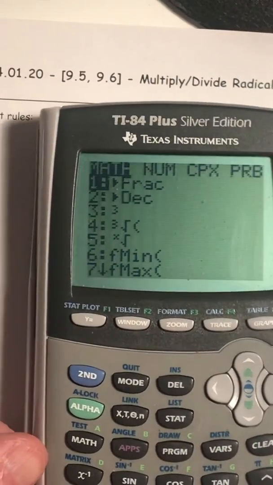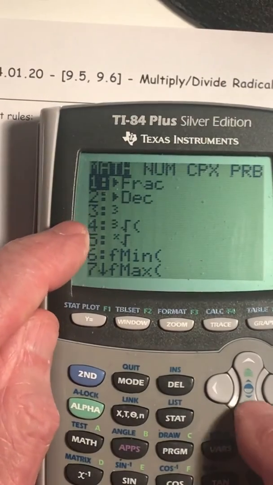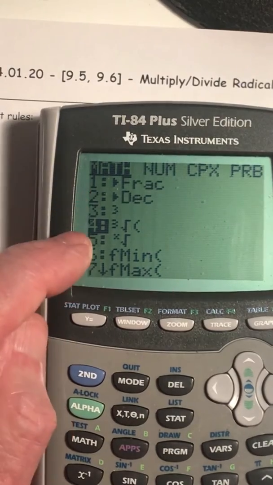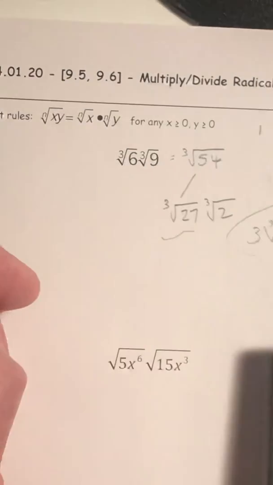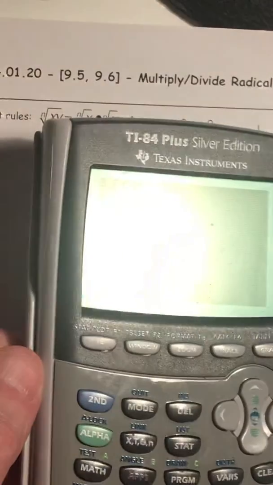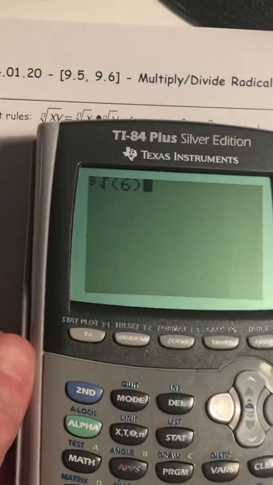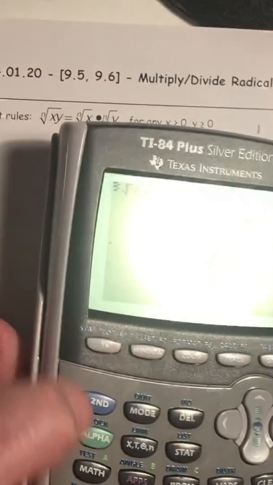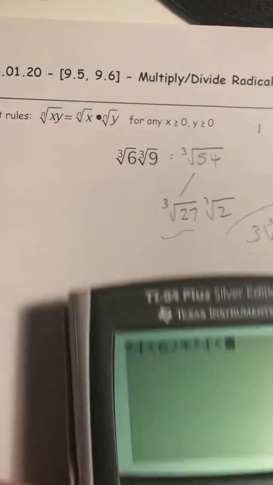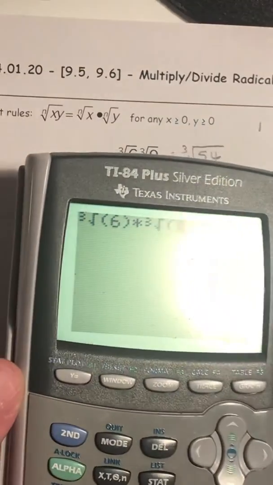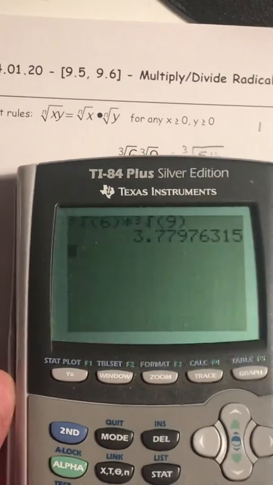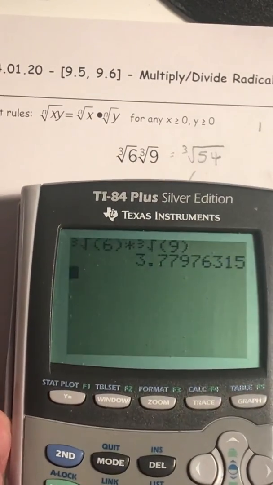This set of videos for today's lesson. If I want the cube root of something, I select number 4 from under the math menu. And what am I looking for the cube root of here? 6. Cube root 6. And then I want to multiply that by the cube root of, what was the other number? 9. Cube root 6, cube root 9. Multiply those together. I get this 3.77 yada yada.